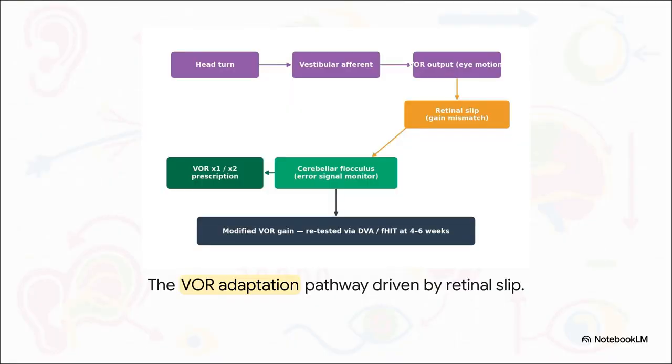Let's trace that loop. When the patient experiences that retinal slip, climbing fibers from the inferior olive carry this error signal straight up to the Purkinje cells of the cerebellar flocculus and paraflocculus. Think of the cerebellum as the ultimate error signal monitor. Once it detects that slip, it triggers parallel fiber long-term depression, or LTD. And over the course of weeks, this LTD effectively retunes the gain of the brainstem vestibular nucleus neurons. This whole pathway, this is the engine of VOR adaptation.